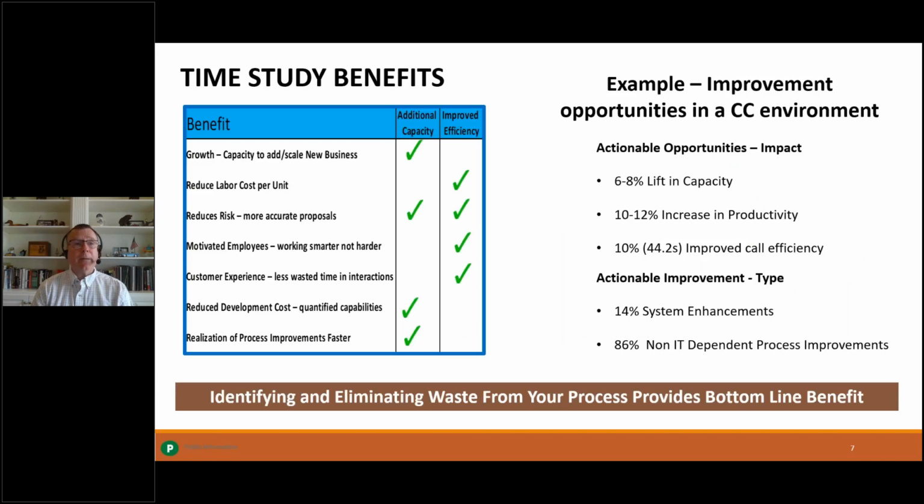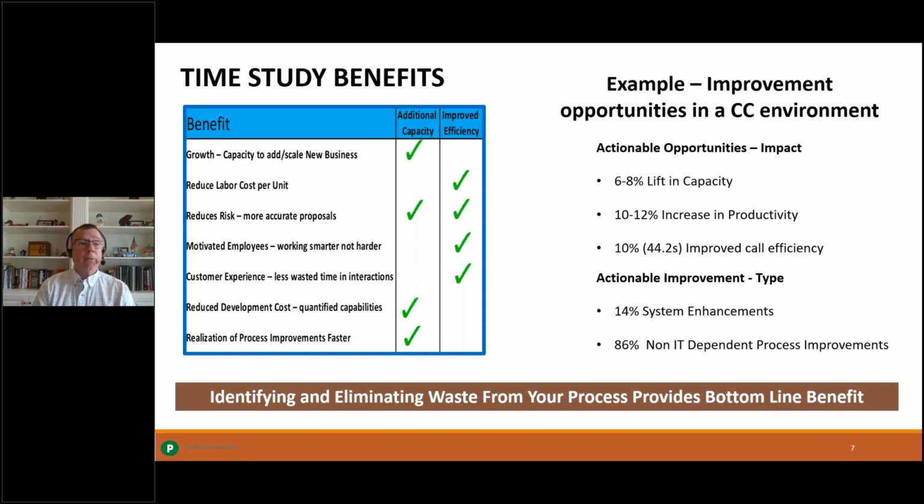So what are the benefits of time study? Time studies can help you in a lot of different ways. If you're in a situation where you have a growth opportunity and you have to add capacity, well, how much capacity do you have already?